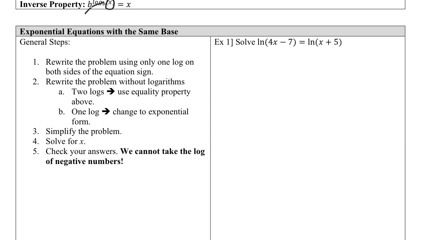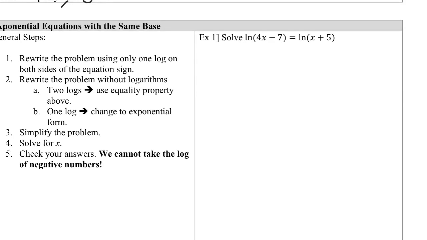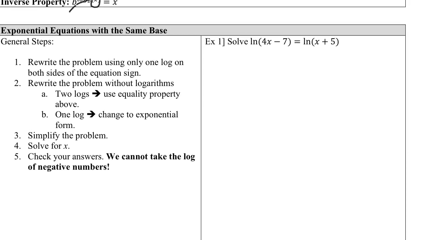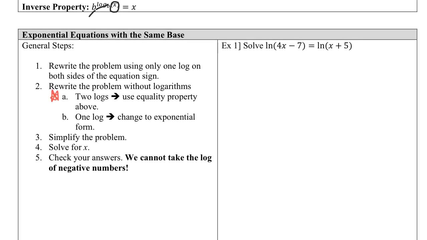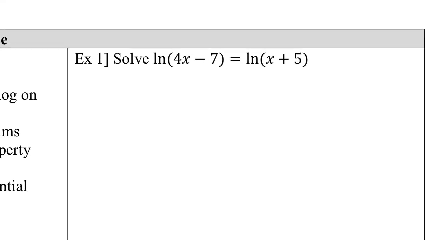Number 1, solve the natural log of 4x minus 7 equal to the natural log of x plus 5. So both sides have one log. Step 1's good to go. Step 2, rewrite the problems without any logarithms. There's two choices here. If you have 2 logs total, then you're going to use the equality property above. If you have 1 log and only 1 log, change it to exponential form. So for this example 1, we have situation A where we have 2 logs, one on both sides. Now they're both natural logs. That means their bases are both an e.